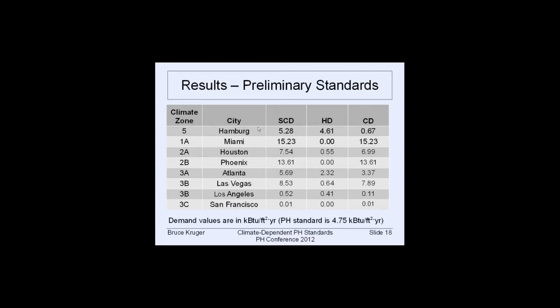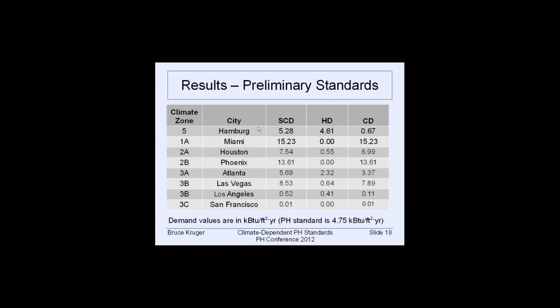So on this slide, there are kind of 2 main results to look at. One is that in the very hot climates of Miami and Phoenix and even Houston and Las Vegas, you see very high numbers. Right? The cooling demand numbers over on the right do not meet the 4.75 standard. They're not even close. And so this method implies that in some locations, the passive house standard should be relaxed, especially on the cooling demand side.